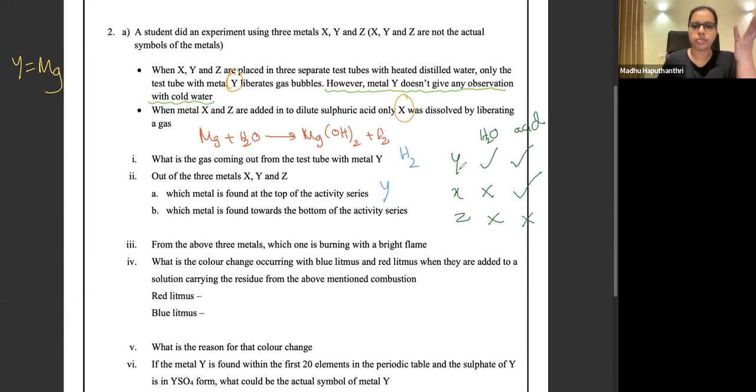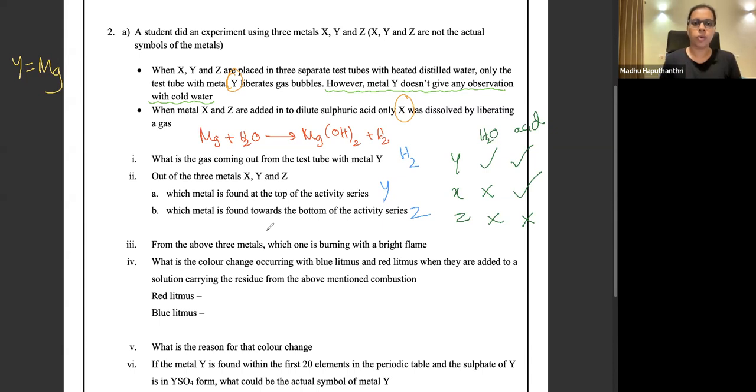That is Y. Who is the one found at the bottom of the series? Z. That is the least active one. Right? Least active one is the one which is not undergoing reactions with any of these. Right. From the above three metals, which one is burning with a bright flame?